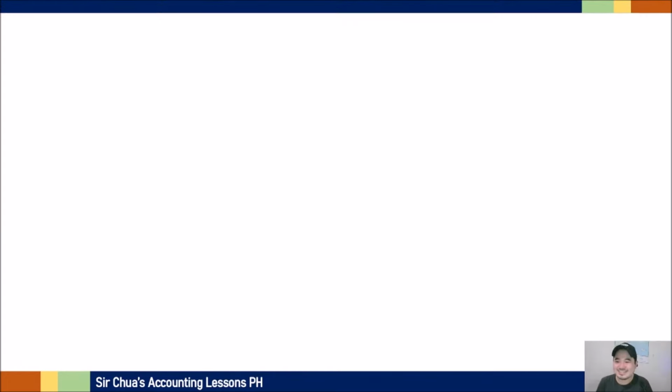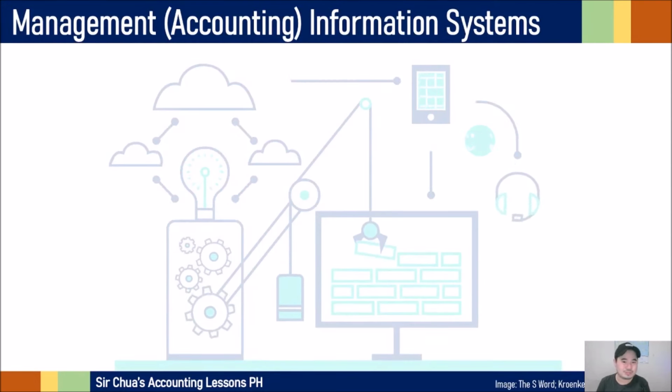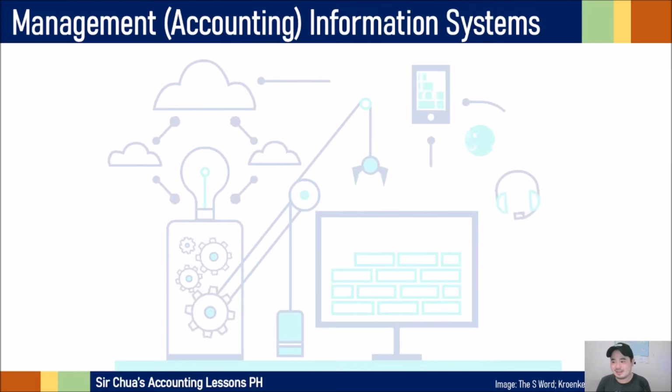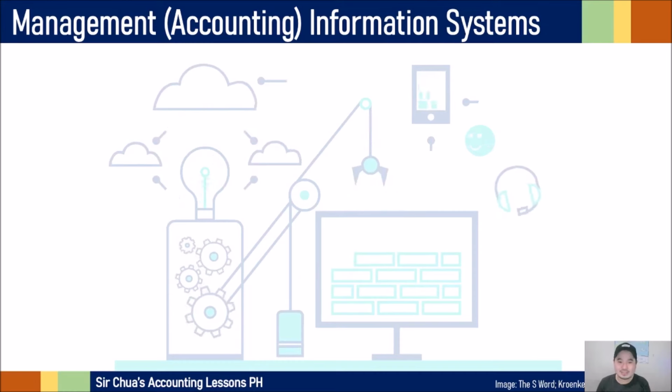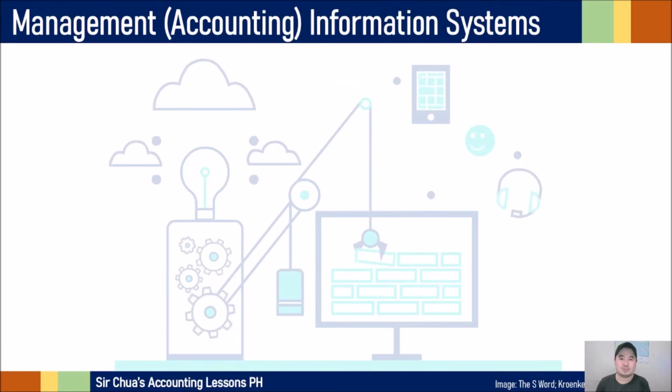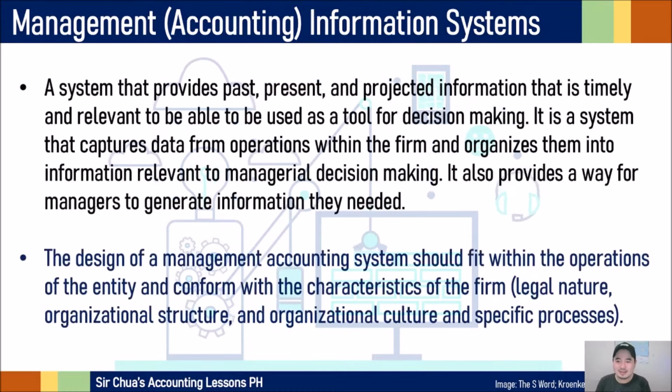Okay. So let's continue with, okay, so this last part of our discussion will be more related to the usage of management information systems, accounting information systems, and how it affects the entity in general, and how it affects the delivery of information to our owners and managers. Management Information System is a system that provides past, present, and projective information that is timely and relevant to be able to use it for decision making.